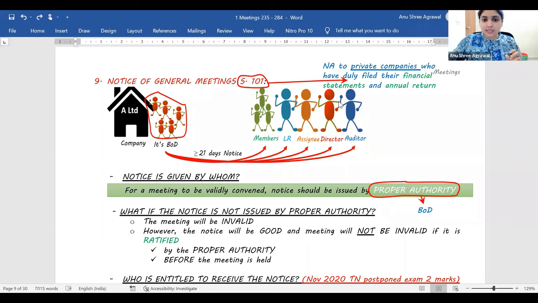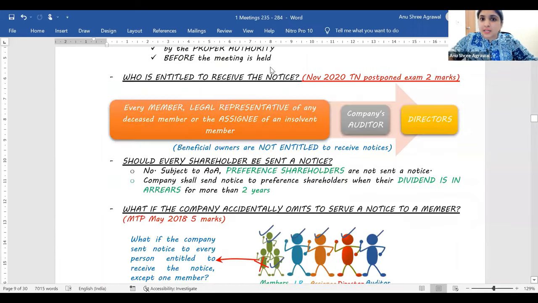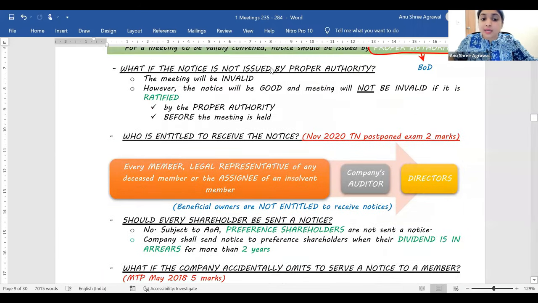Notice of the general meetings, section 101. I am going to give a notice. First of all, to whom will I give the notice? I can give the notice to members of the company. I have to give the notice to the members of the company, to the legal representative in case a member has died. In case a member has become insolvent, I will give it to the assignee.